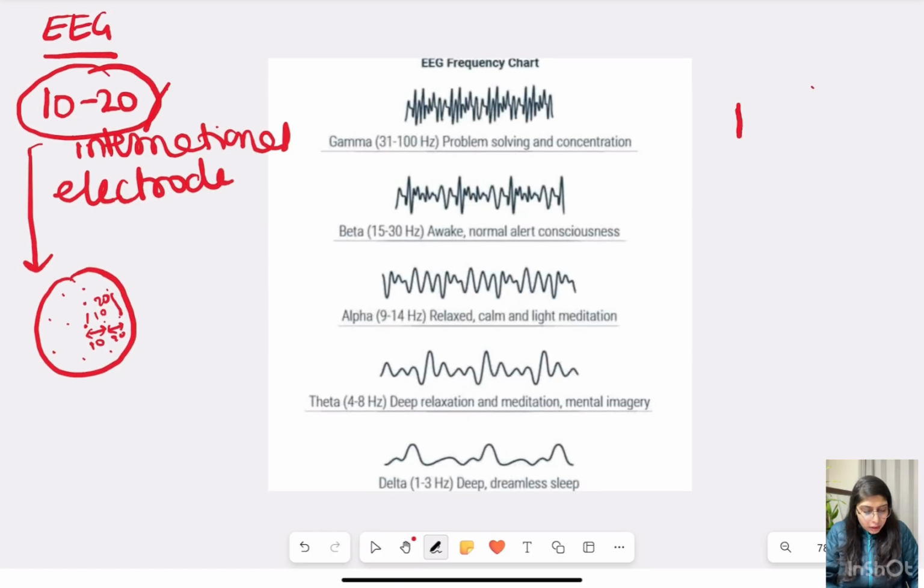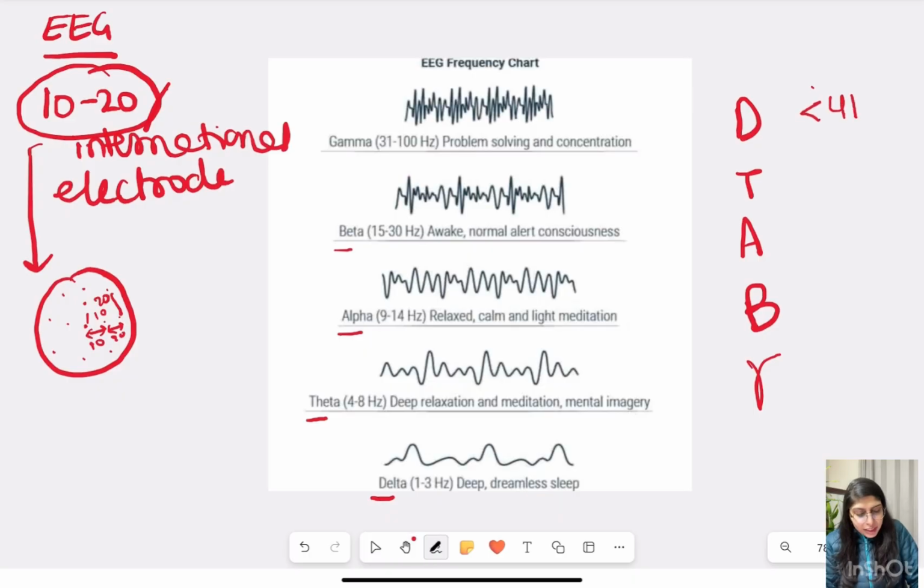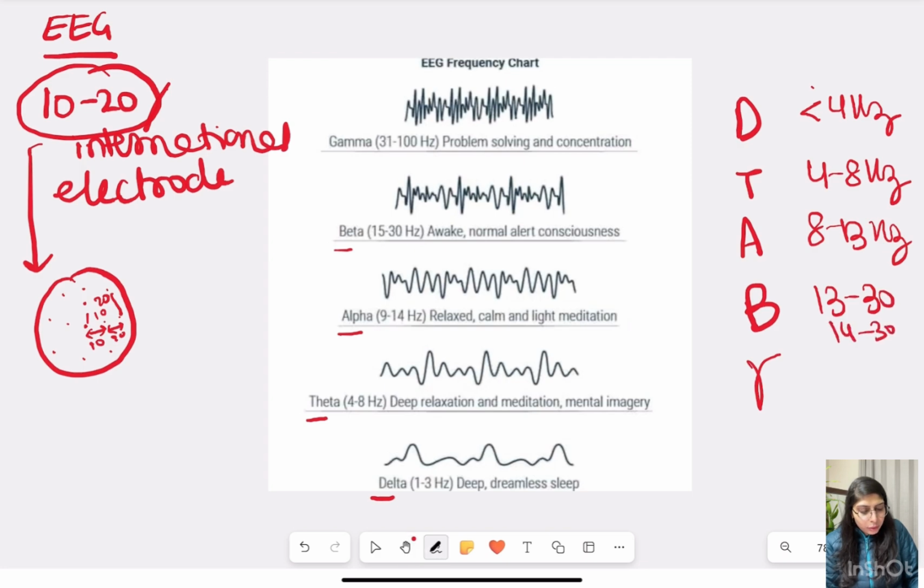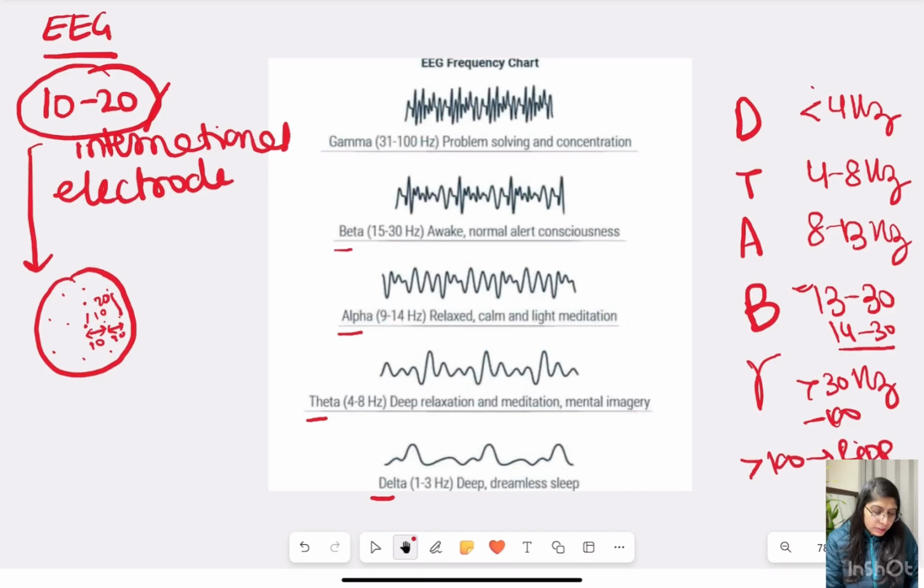I have devised a mnemonic for you, D-tab. I remembered these frequencies with this only. D for delta, T for theta, A for alpha, B for beta, and then gamma you can remember as A, B, C karke gamma. Delta frequency is less than 4 Hertz. Theta is 4 to 8 Hertz. Alpha is 8 to 13 Hertz. Beta is easy to remember as 13 to 30, but the frequency is 14 to 30 Hertz. Anything more than 30 Hertz is gamma, till 100. More than 100 we call ripples.